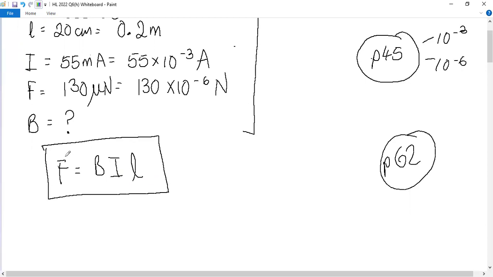I'm going to plug them in. So instead of F, I'm going to come straight down underneath. I'm going to put 130 by 10 to the minus 6 on that side of the equals. Okay, so I've got my force done.